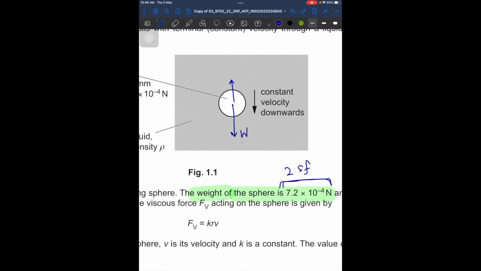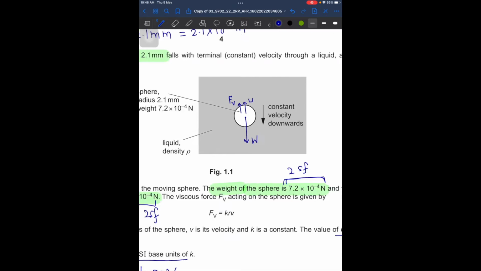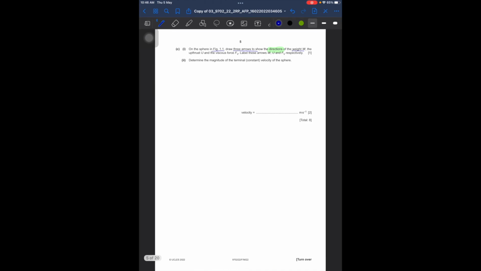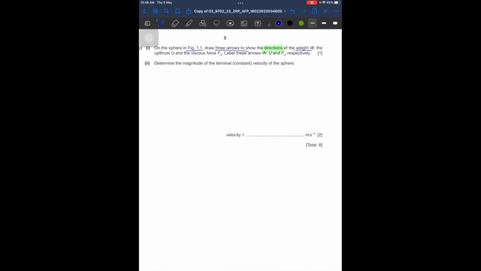Let me just make them a little smaller, even though it does not matter, just to show the magnitude as well, so that they are going to eventually balance the weight. So this is our picture. They are asking for direction. Weight is going to act downwards, upthrust upwards, and the viscous force will also be upwards.